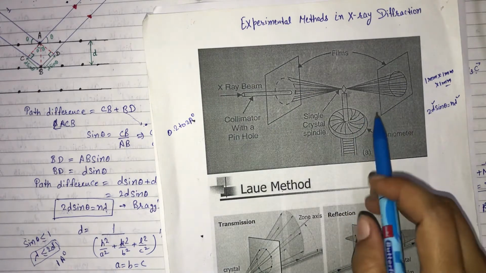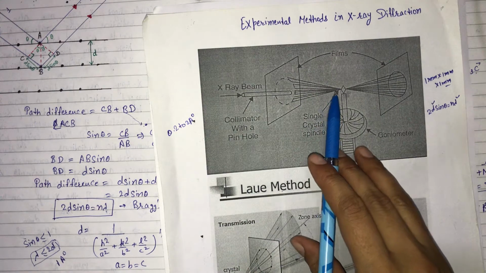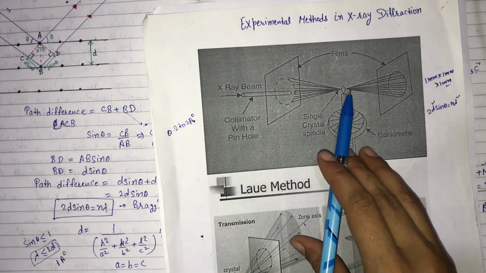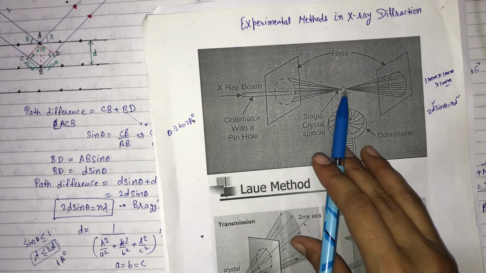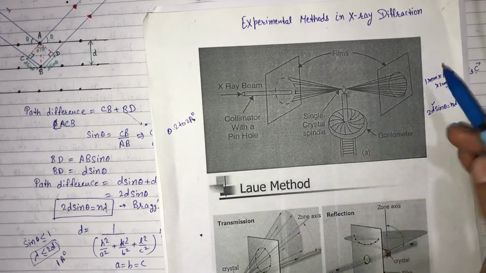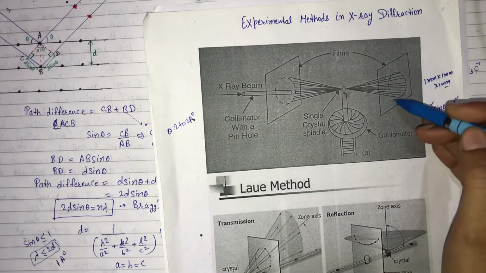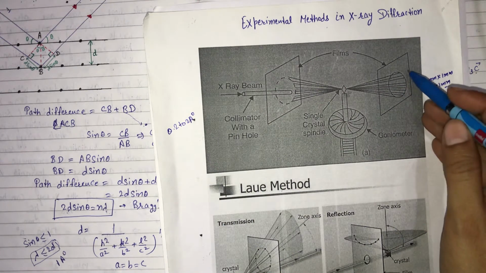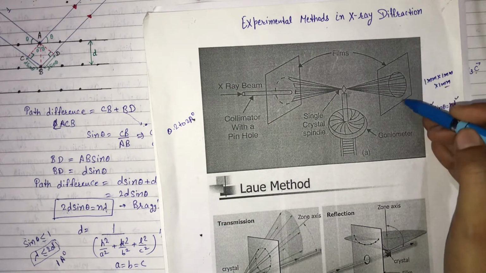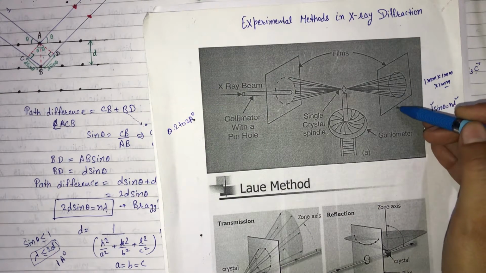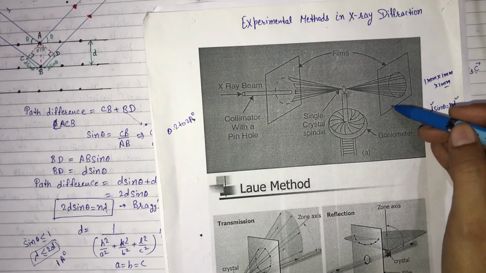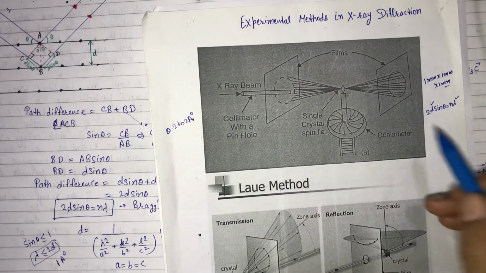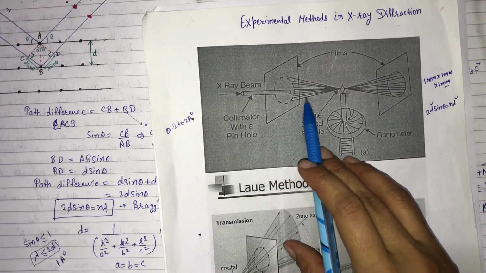For example, if this crystal has a four-fold symmetry axis and is oriented accordingly, then the dots we observe on this photographic film will be arranged in such a manner that they explain the four-fold symmetry of this single crystal. So the importance of this method is that it is used to determine the crystal symmetry.